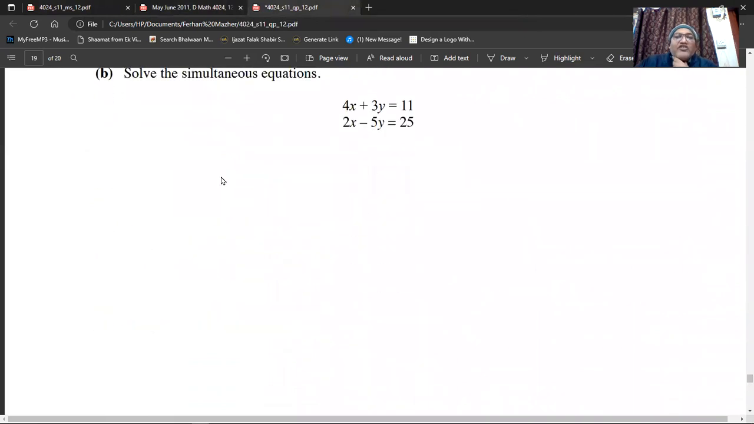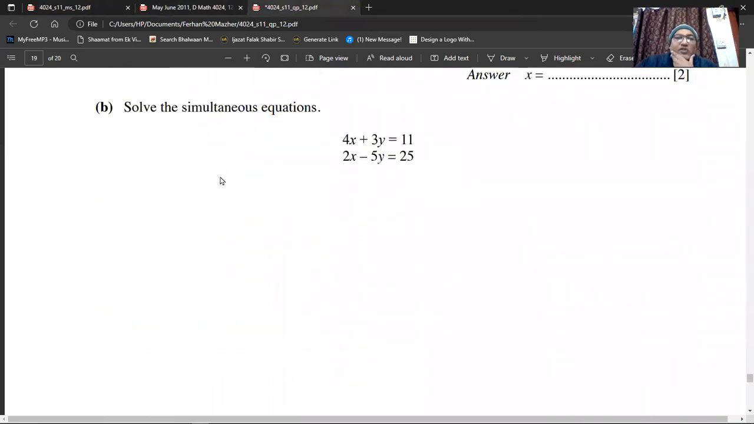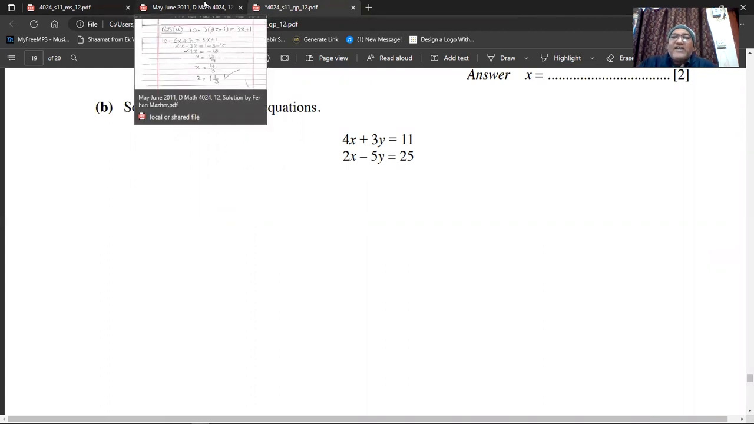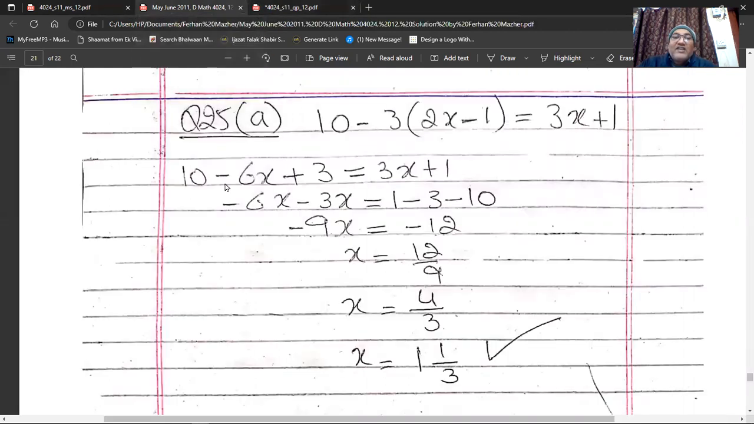Question number 25, it's B part and it's a 3 marks question. He says solve the simultaneous equations: 4x plus 3y is equal to 11 and 2x minus 5y equals 25. The coefficient of y in this equation is 3. The coefficient of y in this equation is minus 5. So my strategy is I will multiply the first equation by 5 and the second equation by 3. And then I will add these two equations and the y will be gone. And you will get the value of x.